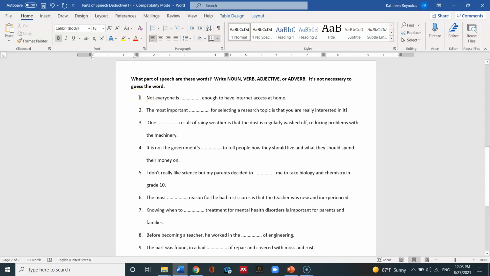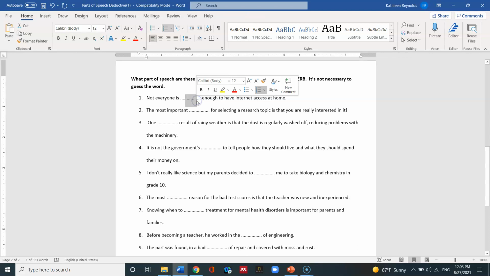Number one, not everyone is enough to have internet access at home. One way that I could solve this is I could just use a word that I think I know that would fit in here. So for example, I could say not everyone is lucky enough to have internet access at home. Or maybe I could say not everyone is rich enough to have internet access at home. Then I can work backwards and say that rich and lucky are both adjectives. So one way that I could figure out what part of speech I need is see which word I need and then work backwards and put the part of speech.